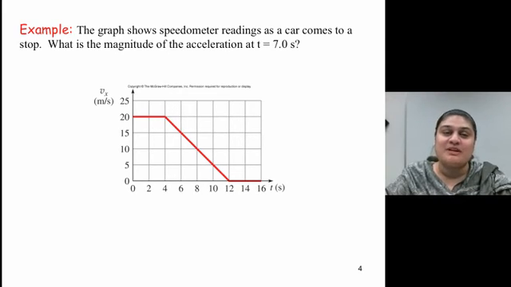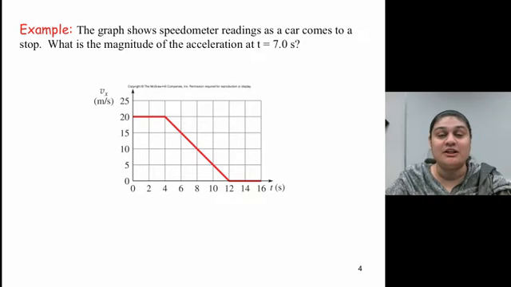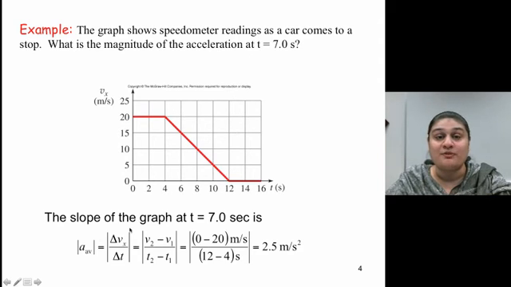So continuing from the example from the last problem, now we are required to find the magnitude of the acceleration at t equals 7 seconds. Now how do we do that? We know that the average acceleration is the change in velocity per unit time. So in this case, it will make sense, since the velocity is pretty constantly decreasing. What we can do is find the slope of the graph, and that will give us the acceleration at t equals 7 seconds.